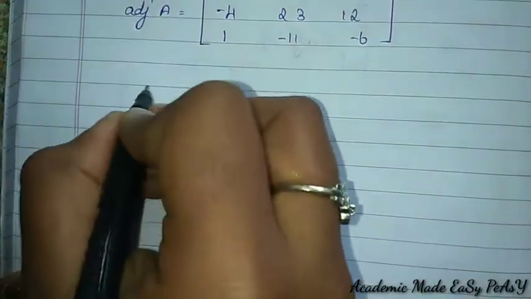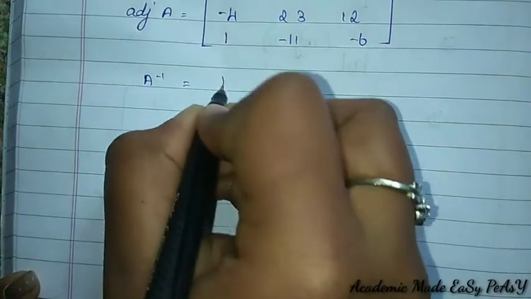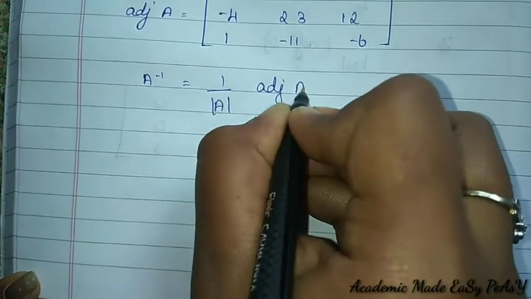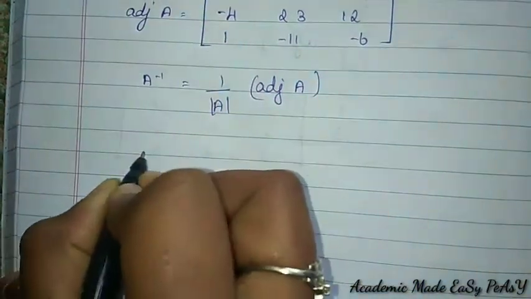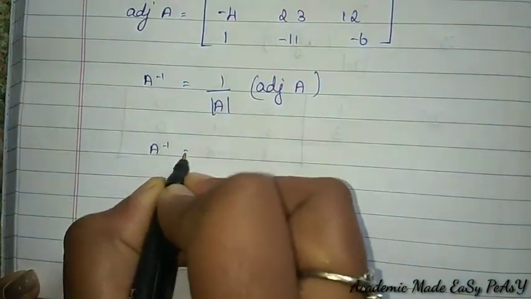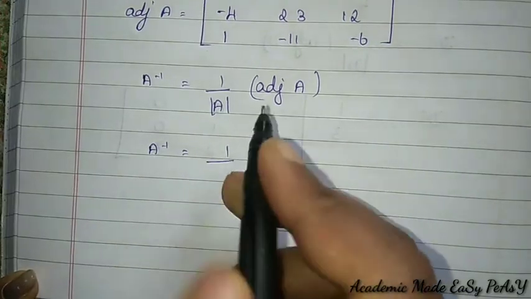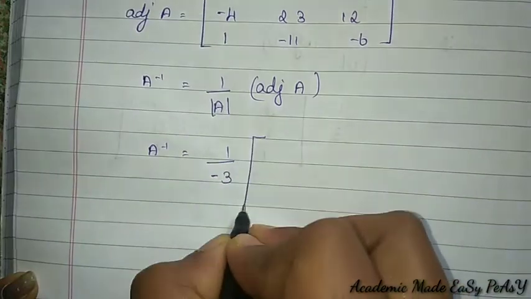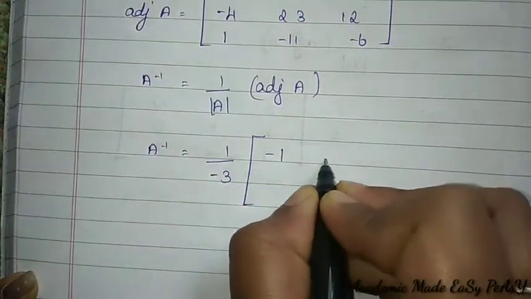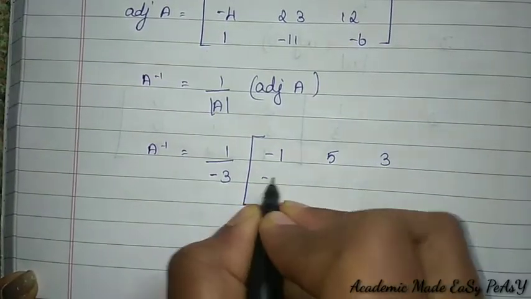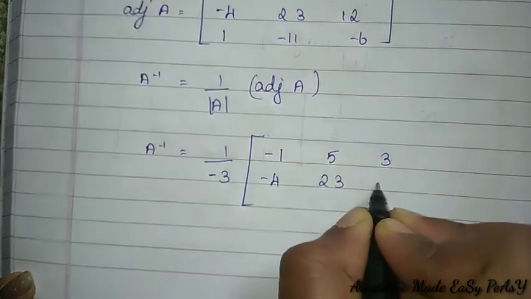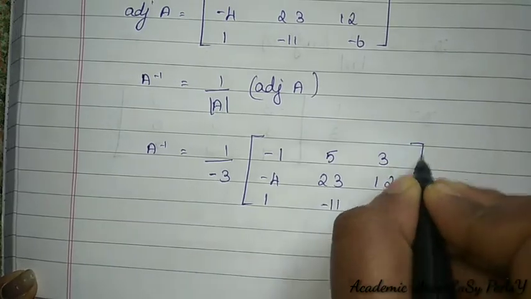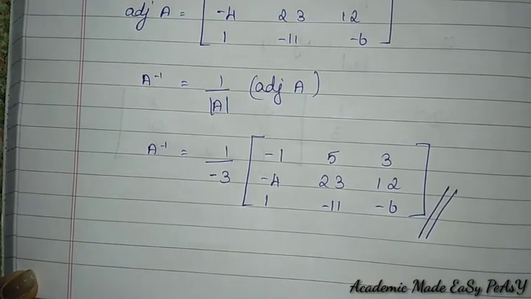What is the formula for A inverse? A inverse is equal to 1 by determinant of A into adjoint of A. So therefore, A inverse is equal to 1 by what is my determinant? Minus 3. So adjoint is minus 1, 5, 3, minus 4, 23, 12, 11, minus 11, minus 6. So this is the answer.